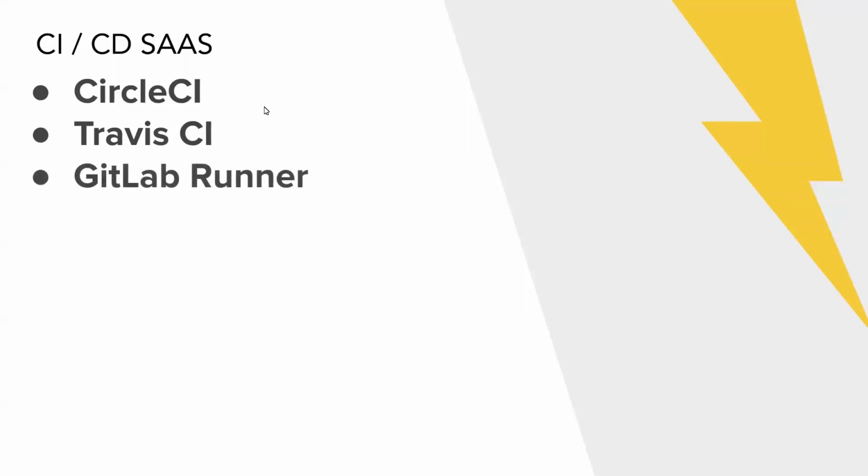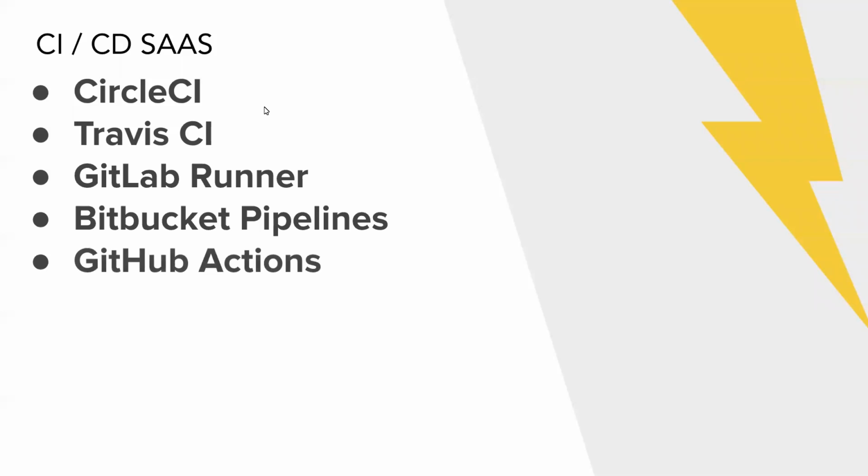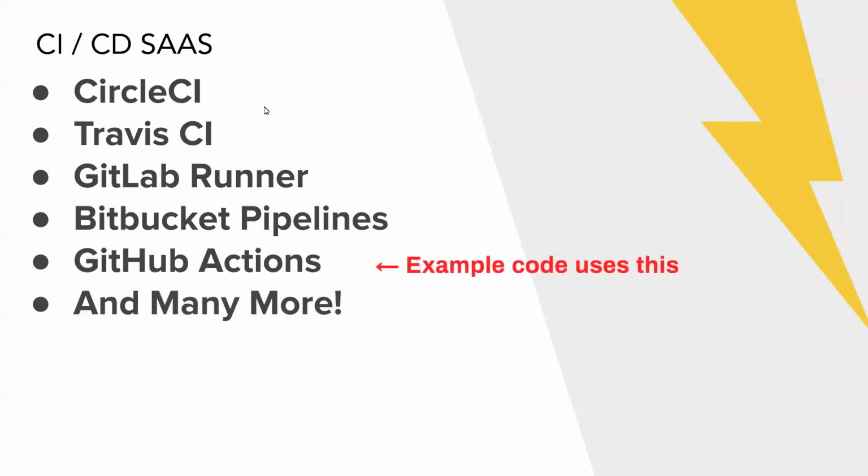But if you don't have any time to set those up, there's a lot of services out there that offer CI/CD as software as a service, like CircleCI, Travis CI, GitLab runners, Bitbucket Pipelines, version control. Almost all the version control providers like GitHub, Bitbucket, and GitLab already provide their own CI/CD. So after you push your code to your version control, you can trigger those automated tasks. And many more. And GitHub is the one that we'll be using for this example that I'll be showing later.